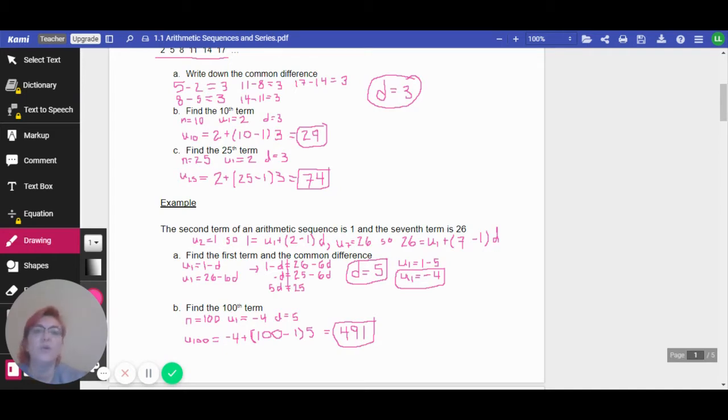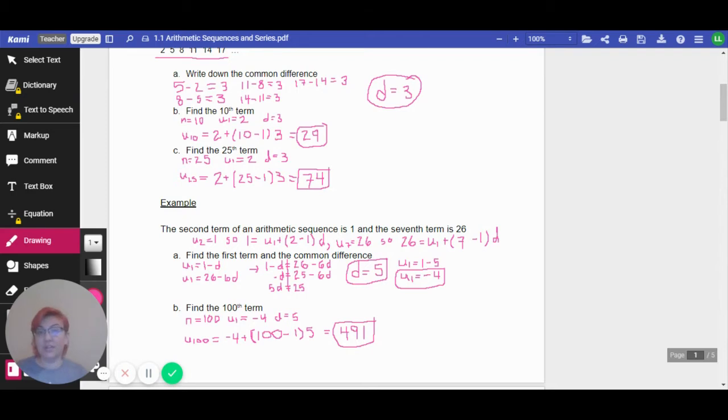And then what I did was I set both of those equations equal to the first term. And so here I went ahead and I subtracted: 2 minus 1 is 1 times d is just d. And then I subtracted it to get u1 by itself. So that means that u1 equals 1 minus d. Again, over here, 7 minus 1 is 6. 6d subtracted from both sides gives me 26 minus 6d equal to the first term.